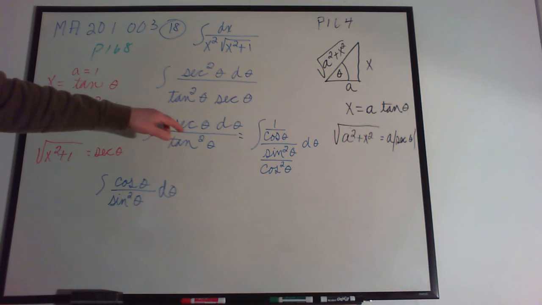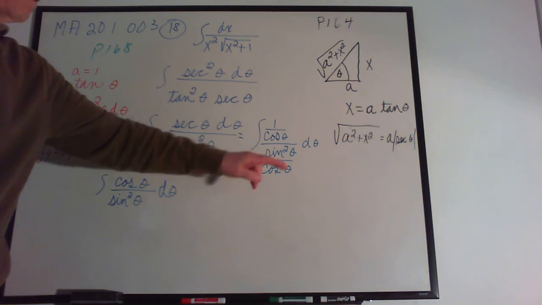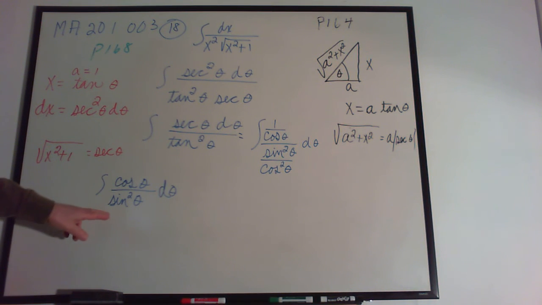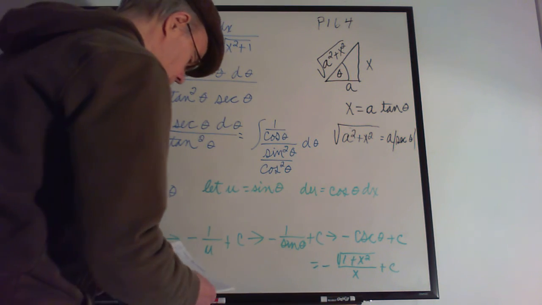All right, secant of theta is equal to 1 over cosine of theta. Tangent squared theta is equal to sine squared theta over cosine squared theta. You simplify that, you'll end up with cosine theta over sine squared theta. Now what you want to do is substitute in a u for one of the terms. See if you can figure out which one. Pause the video. All right, so let u equal sine of theta, du equals cosine theta d theta, should be.